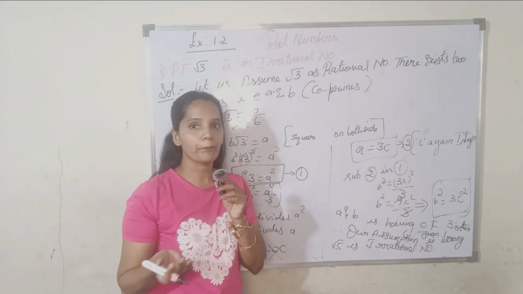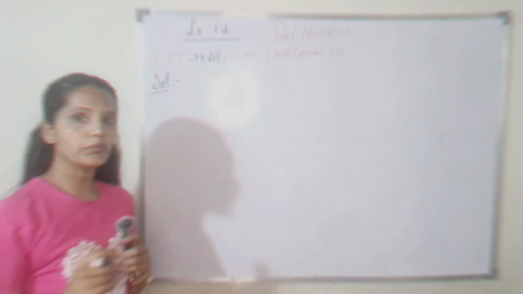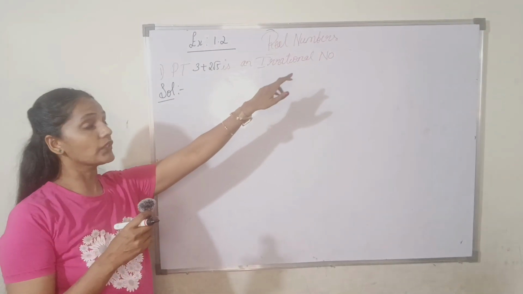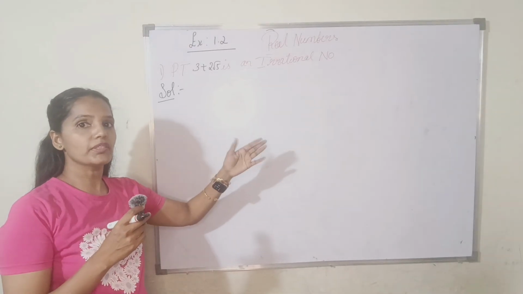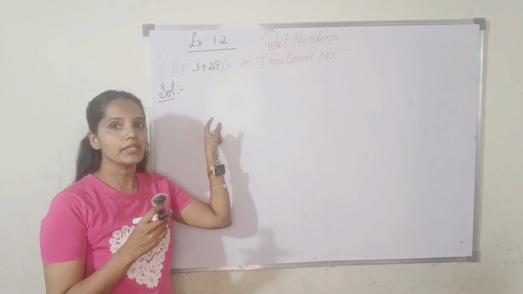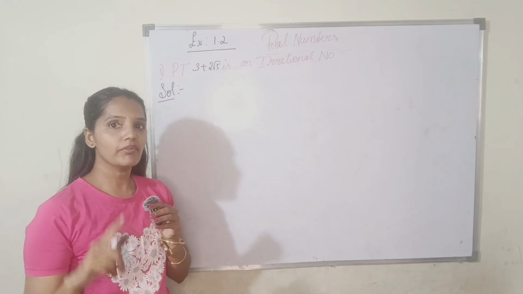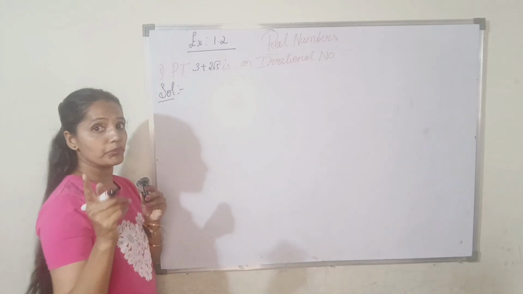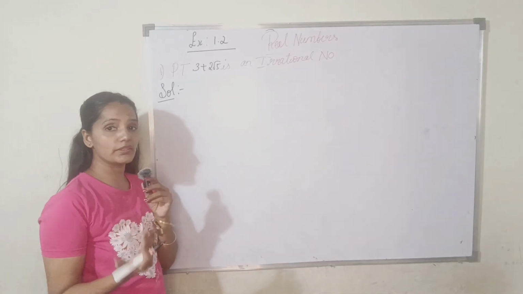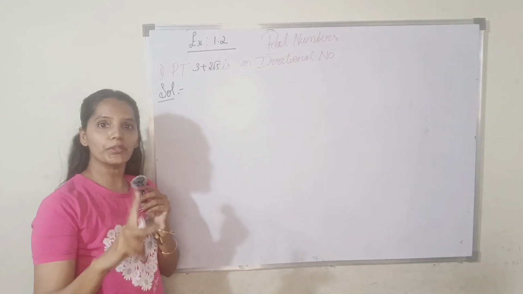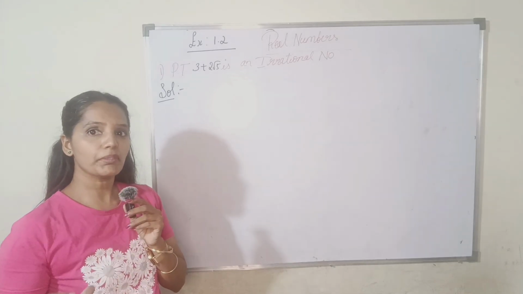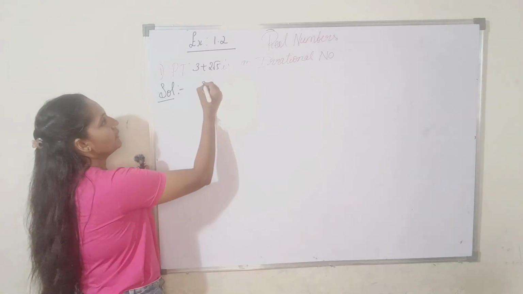Now we will see the next question. We need to prove that 3 plus 2 root 5 is an irrational number. Before that we were solving a single term, that is a monomial. That is one term we were proving as an irrational number. But here we have two terms. That means you may have plus or minus in the middle. That time we should consider that as a binomial. The same procedure we follow, only a few steps change.